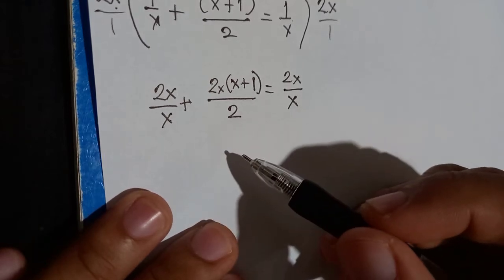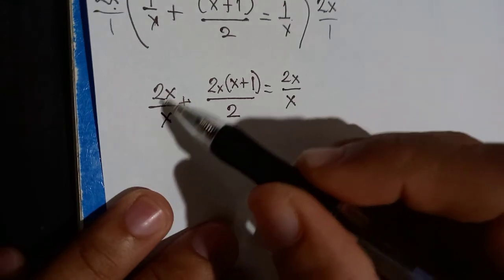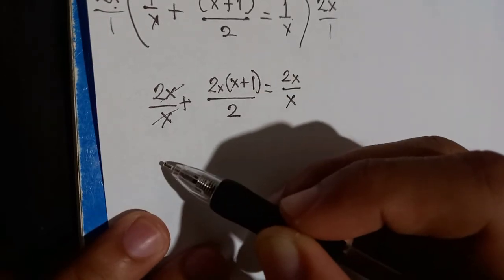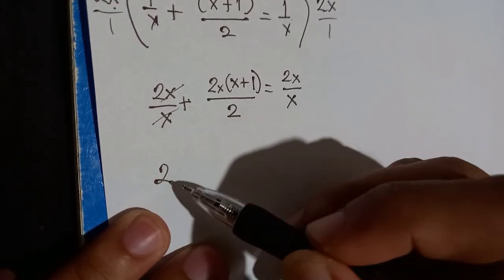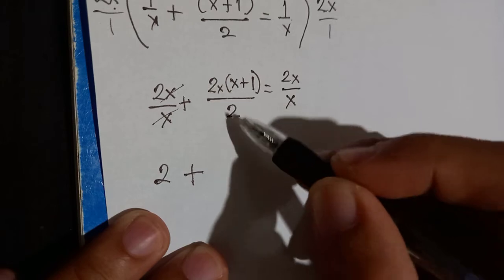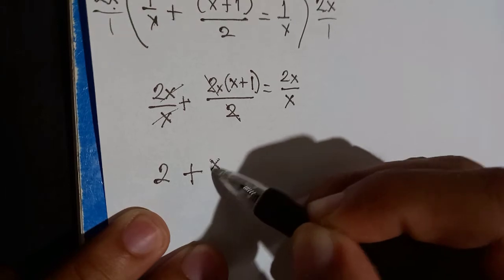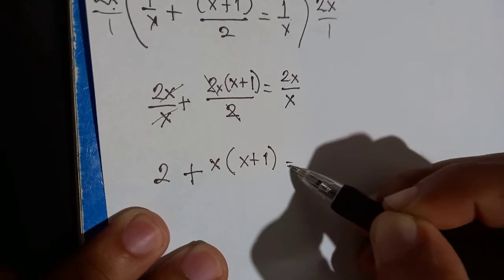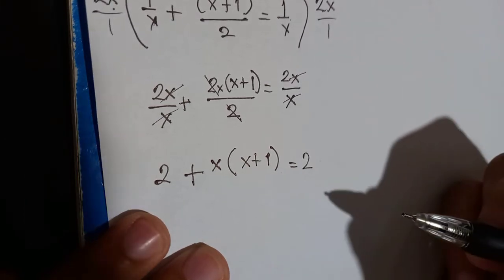Simplifying, we will cancel the common factor. The common factor for this is x, so cancel. The number 2 will be left for this, so the answer will be 2 plus. The common factor here is 2, cancel 2. Therefore, you will have x, open close parenthesis, x plus 1 equals, the same, cancel the common x, so you have 2.